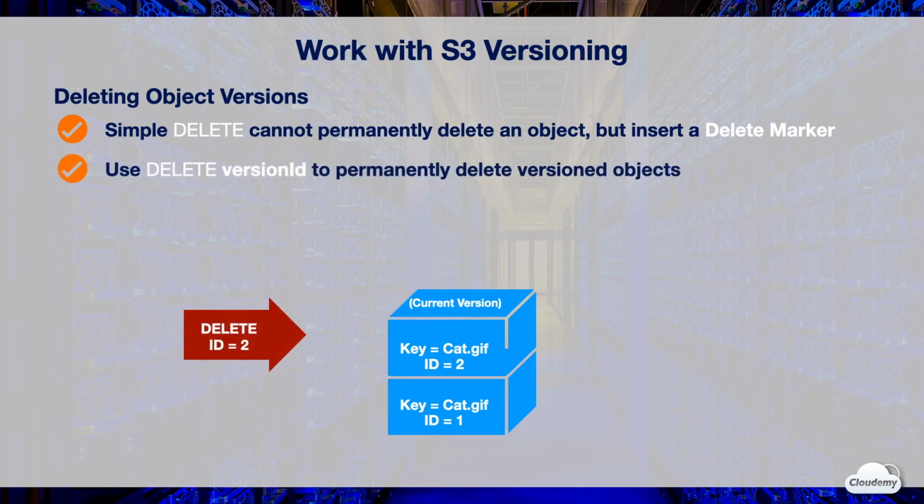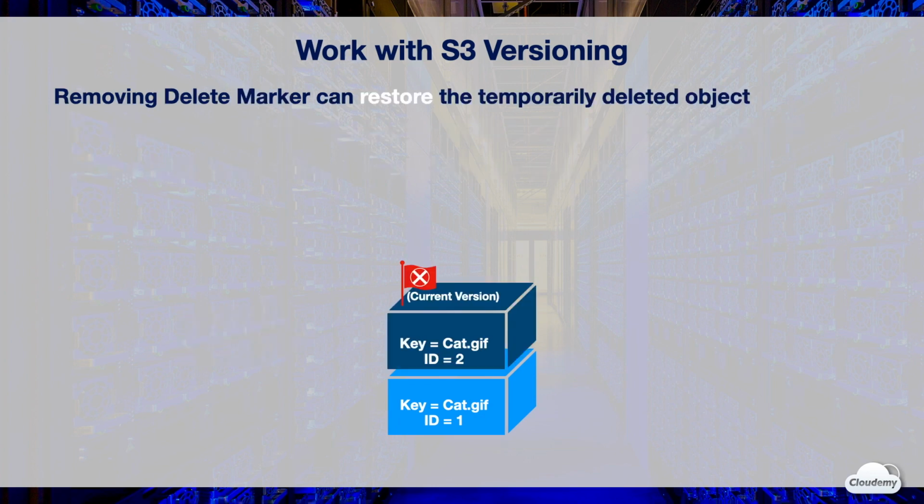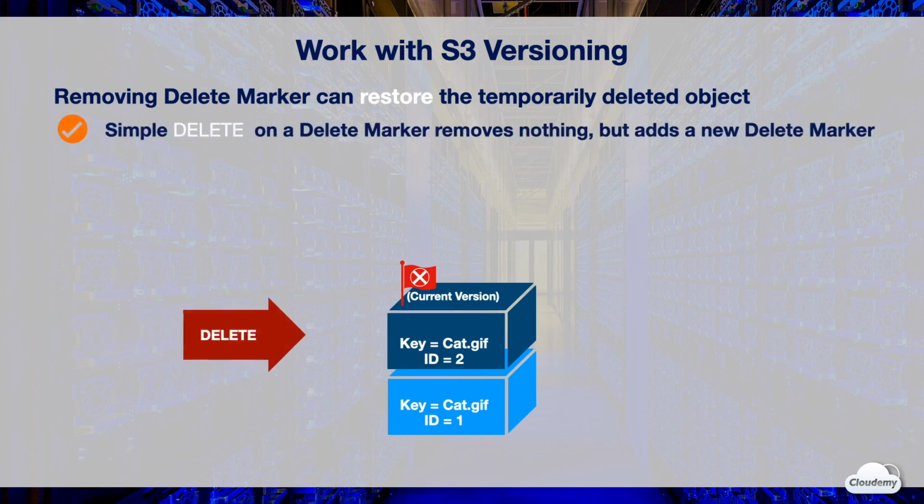To permanently remove a versioned object, you must use delete object version ID. For instance, you can remove version 2 permanently by specifying version 2 in the delete request. You can remove the delete marker and restore the temporarily deleted object. To remove a delete marker, you must specify the version ID. When you use a simple delete to remove a delete marker, S3 does not remove the marker, but instead, it inserts another delete marker.